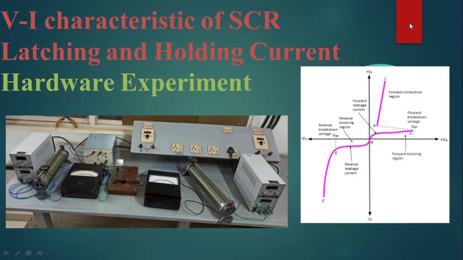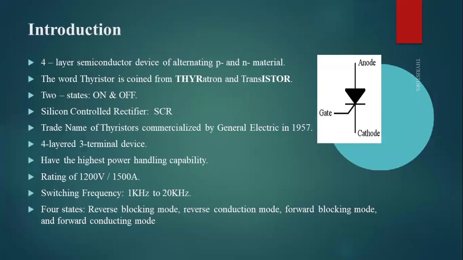So the hardware setup is for finding the latching and holding current. So this is the hardware setup, and this is the characteristic curve. That is a VI characteristic which you will be obtaining. Okay, so before going into the experiment, I will give you a small introduction.